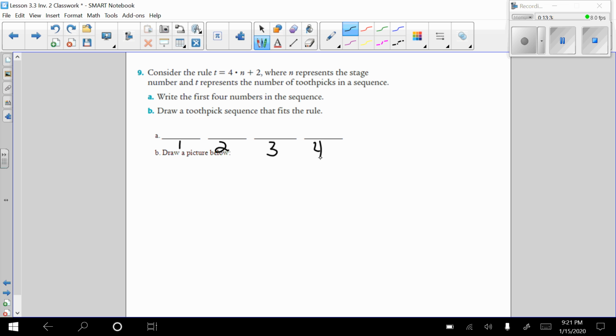So if I substitute 1 in for n, 4 times 1 is 4 plus 2 is 6 to give me t, the total number of toothpicks. Put in 2. 4 times 2 is 8 plus 2 is 10. Substitute in 3. Remember, that's 4 times 3 plus 2. What does that equal? It equals 14. And then put in 4 for n. 4 times 4 is 16 plus 2 is 18. And then you can draw your pictures.